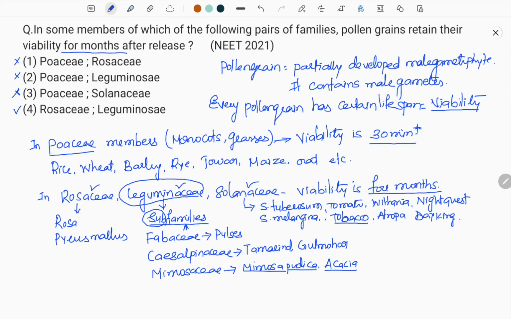Rosaceae, Leguminaceae, Solanaceae, the three are given consecutively along with Poaceae in the first, second and third options. So this is completely an example question where you need to remember the examples, right? And he did not give the examples of the family, he gave the family names directly. So this is directly taken from NCERT lines. Hope my explanation is helpful for you, and you can do this question. This type of question is easy to solve, right? So we will see the next question in our next video.